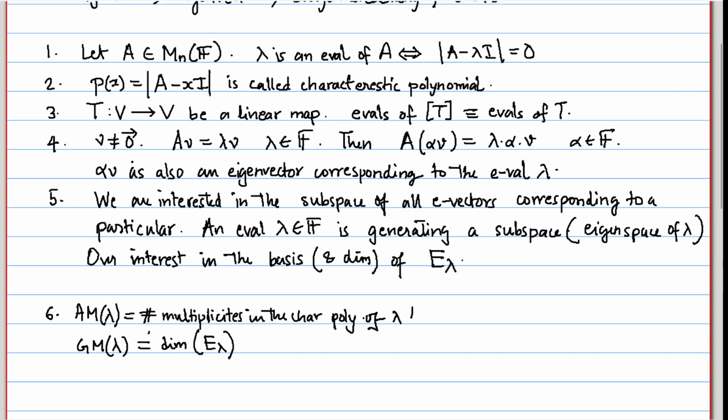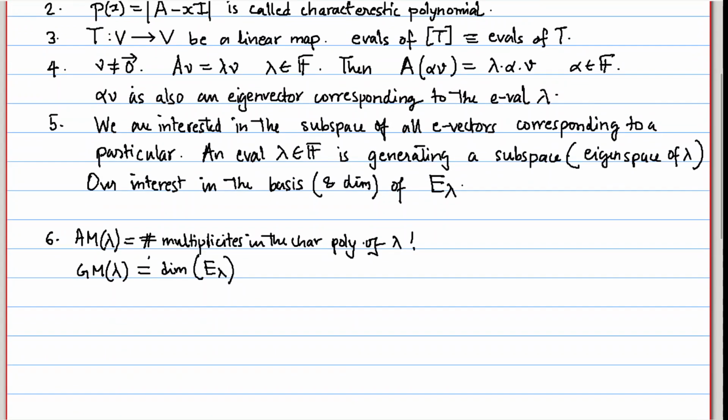Okay. This is the definition, and definitely the algebraic multiplicity is bigger than or equal to the geometric multiplicity. This proof is also straightforward because we'll have to observe that the eigenspace will have a dimension less than or equal to the multiplicity in the characteristic polynomial, right?